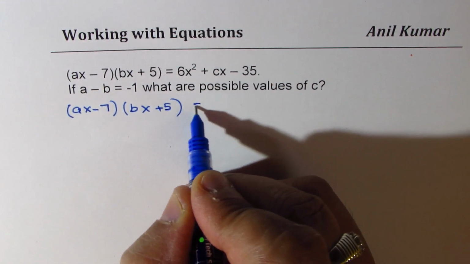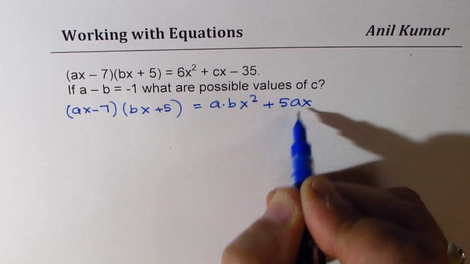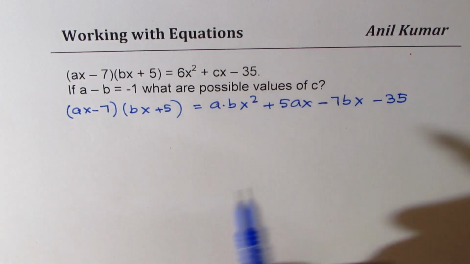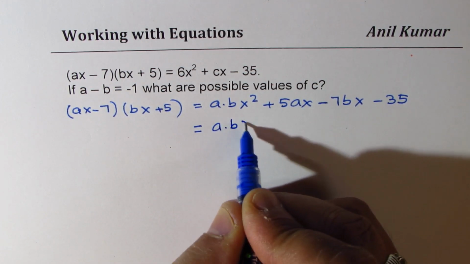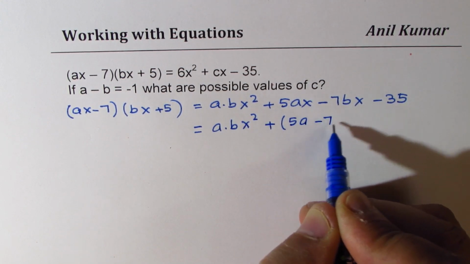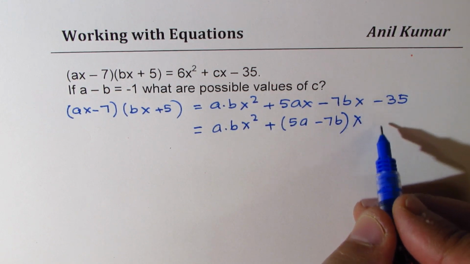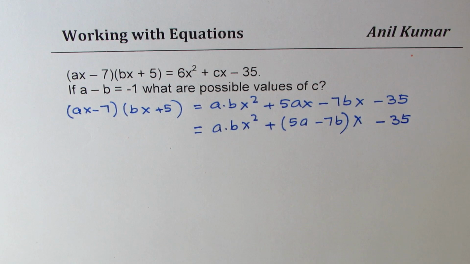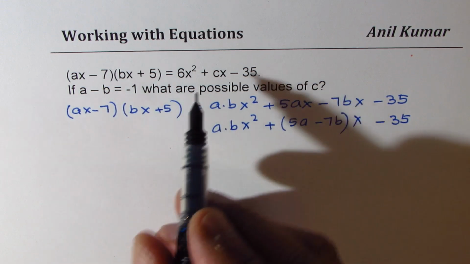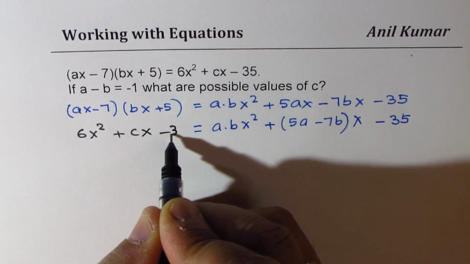If you expand, you get a times b times x squared, and then you get 5 times ax, and then you get minus 7 times bx, minus 35. And this could be written as ab x squared, plus x is common, so we get (5a - 7b) times x, and here we get minus 35, correct? So that becomes the equation. Now we are already given that all this is equal to 6x² + cx - 35.